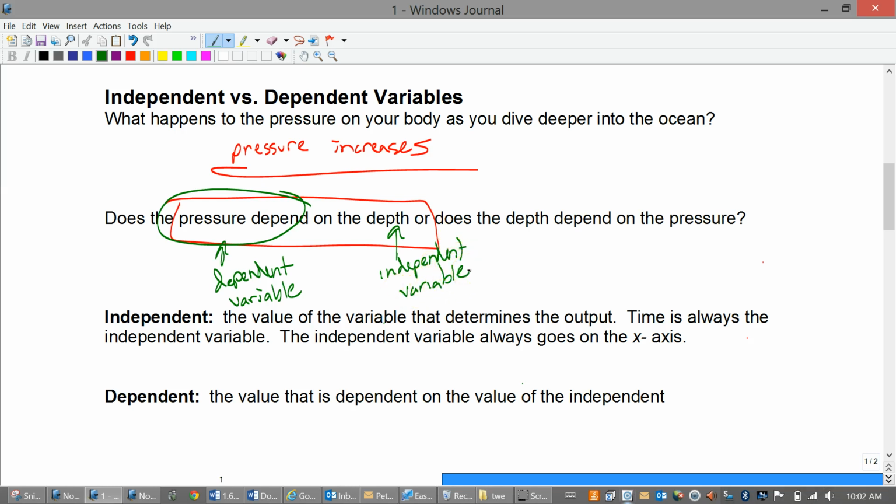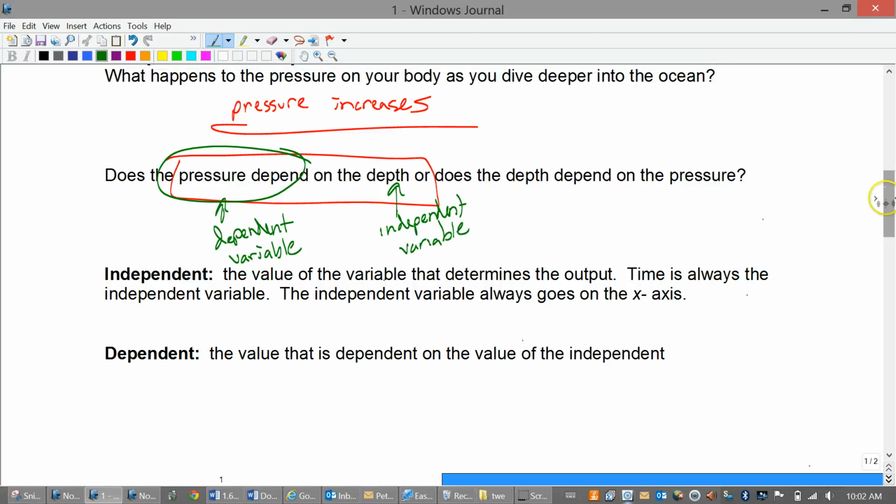Pressure changes as you go deeper, as a result of going deeper. The dependent variable happens as a result of something. The independent variable just happens as a standalone thing. It just happens, and that creates change to the dependent variable. All right, independent. The value of the independent variable determines the output. It creates the change in the output, and it determines.